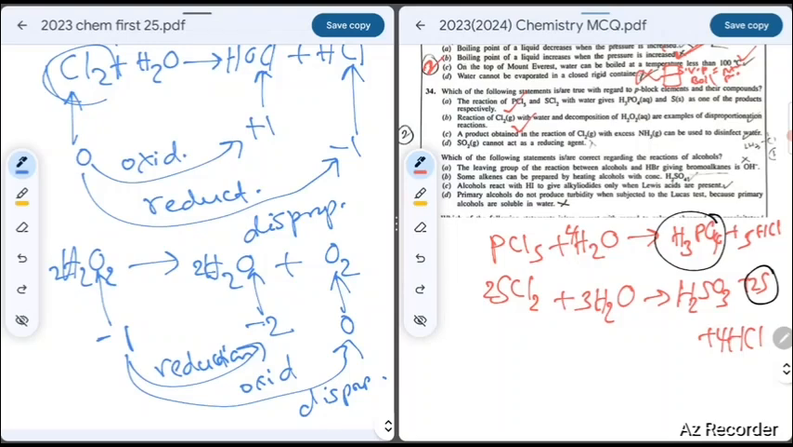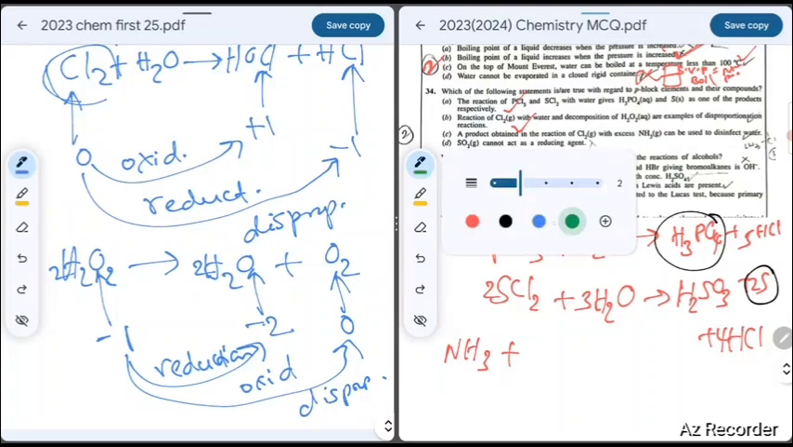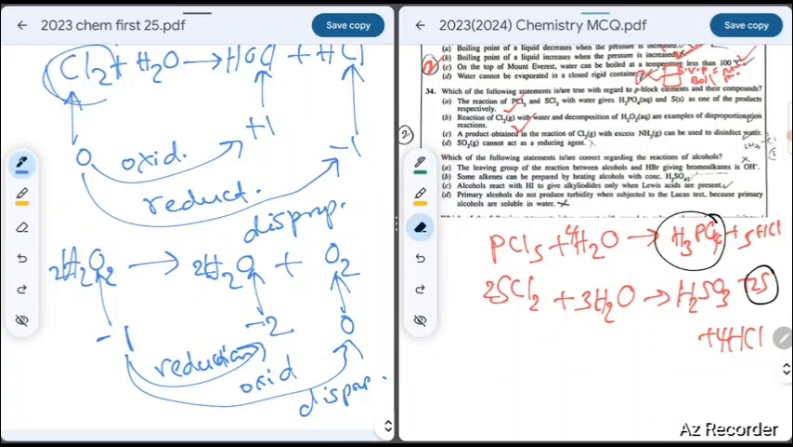A product obtained in the reaction of Cl2 with excess NH3 can be used to disinfect water. Now what happens with excess NH3? NH3 with Cl2. If NH3 is present in excess, it will give ammonium, N2 and ammonium chloride.